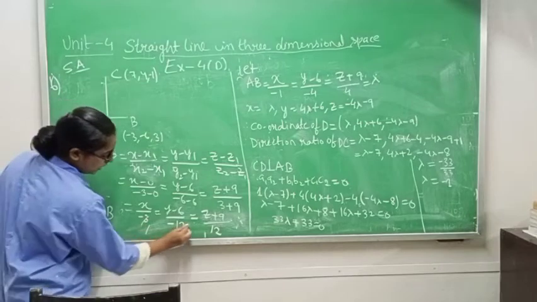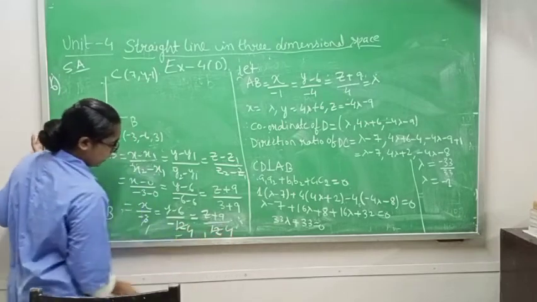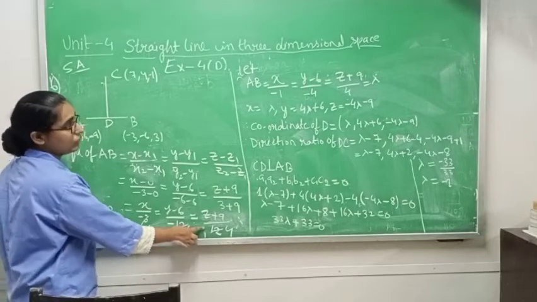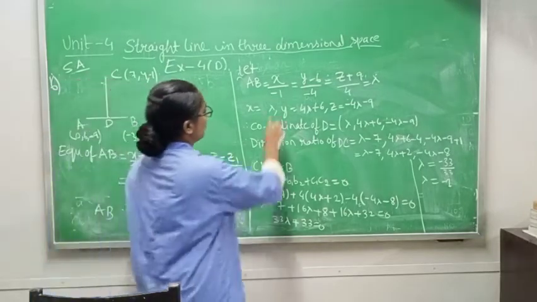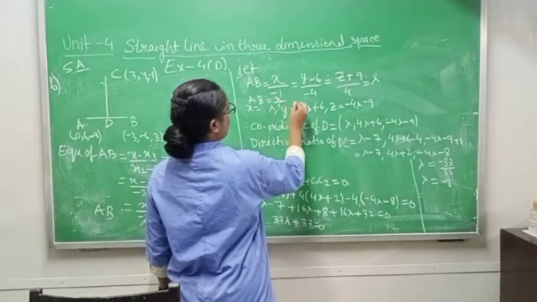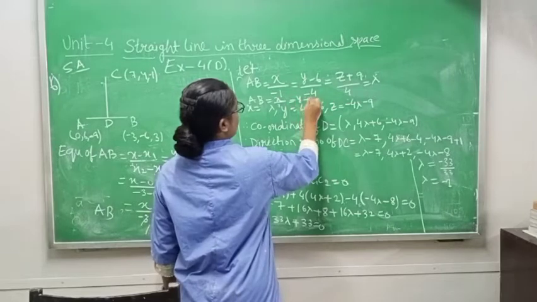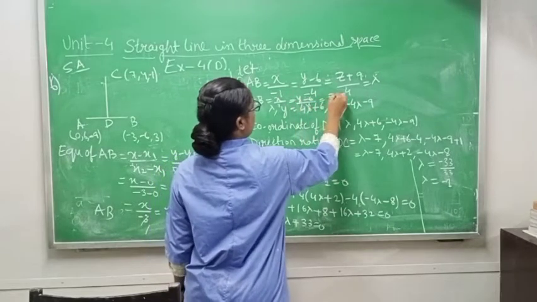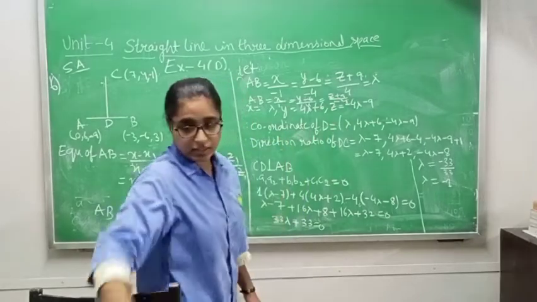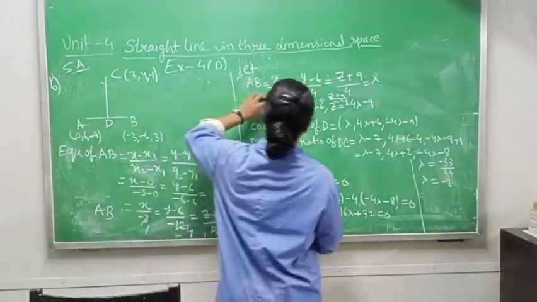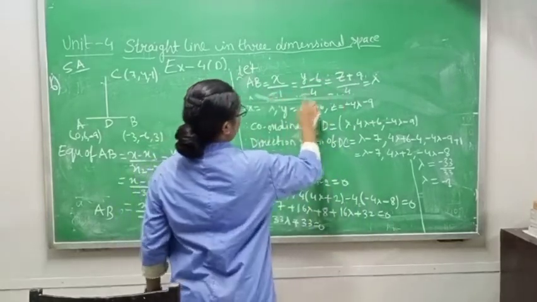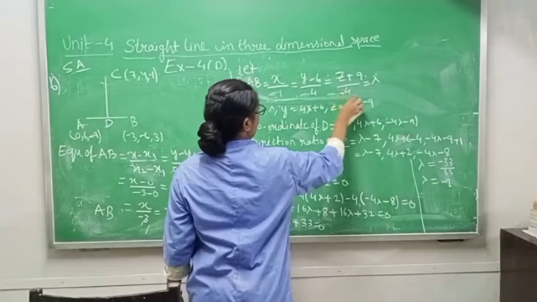Now 3 ones are 3, 3 fours are 12, 3 fours are 12. If you take minus common, this one will become plus, this one will become plus and this one will become minus. So if you do this, x by 1 equals (y minus 6) by 4 equals (z plus 9) by minus 4. That is why I am taking one minus sign here, so that it will be easy for me to solve. If I just rub this minus sign, I have to give the minus sign here.